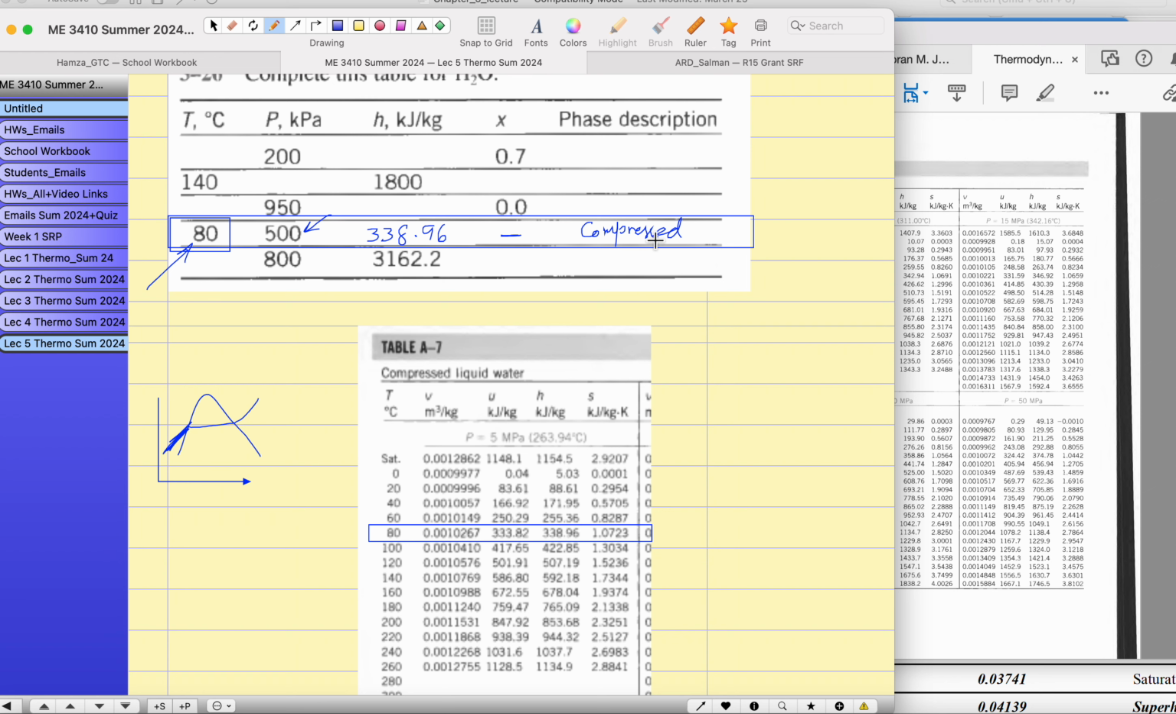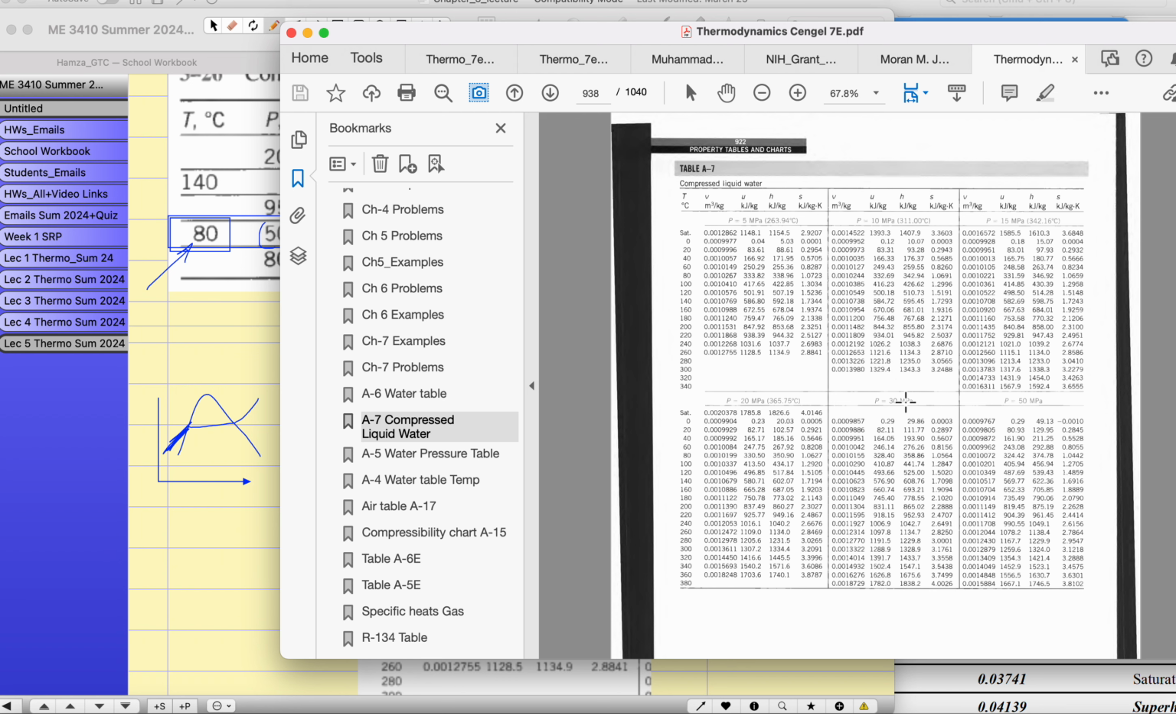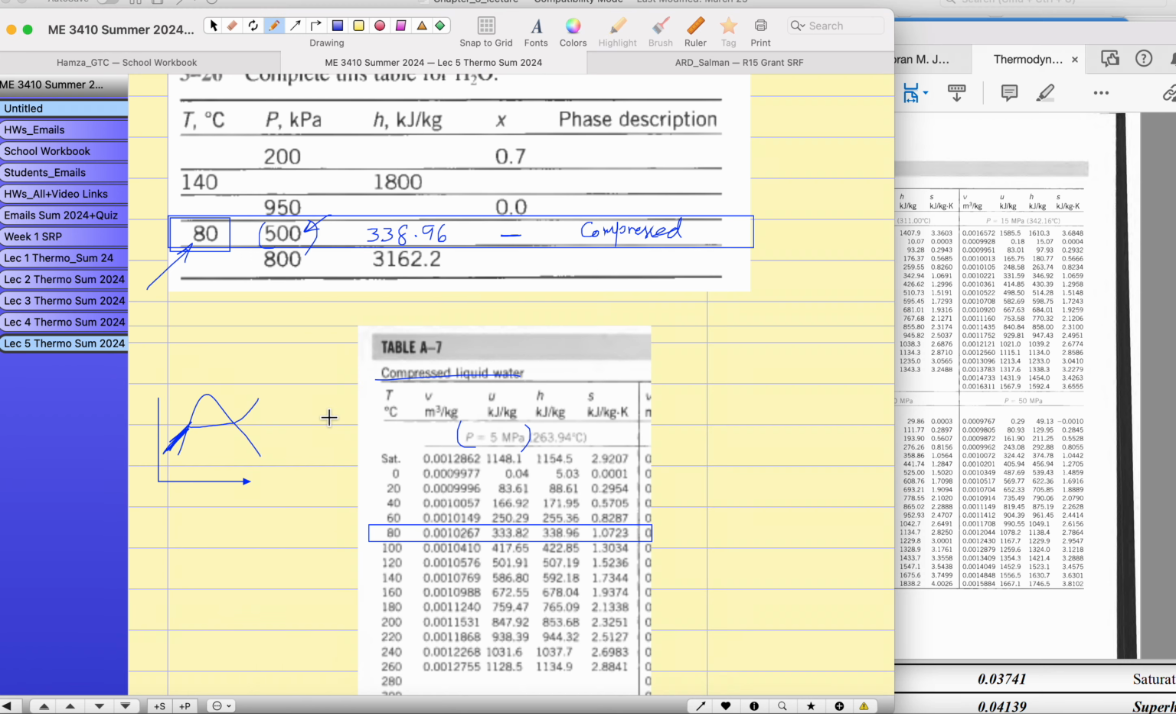You might be asking, Professor, this pressure is 5 megapascal, but our pressure is 500 kilopascal. For compressed liquid, you will ignore that pressure value over here. It is not going to deviate much if you consider this.